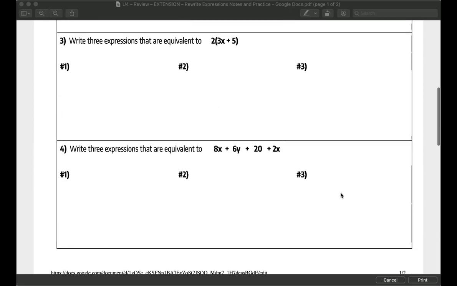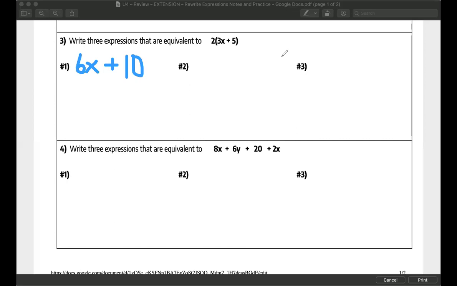All right, number 3, now we have the distributive property here. So my first thought of reworking this would be to distribute first. So I'm going to multiply 2 times 3x. 2 times 3 is 6. So 2 times 3x is 6x plus 2 times 5 is 10. So this expression here is equal to 6x plus 10.